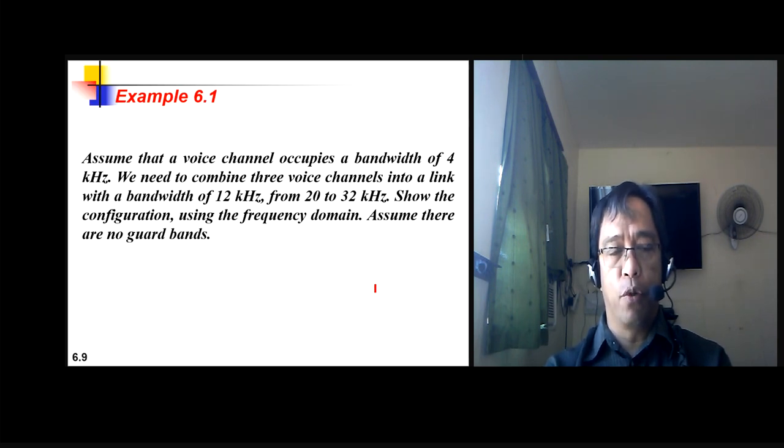Example 6.1. Assume that a voice channel occupies a bandwidth of 4 kHz. We need to combine three voice channels into a link with a bandwidth of 12 kHz, from 20 to 32 kHz. Show the configuration using the frequency domain. Assume there are no guard bands. Solution.